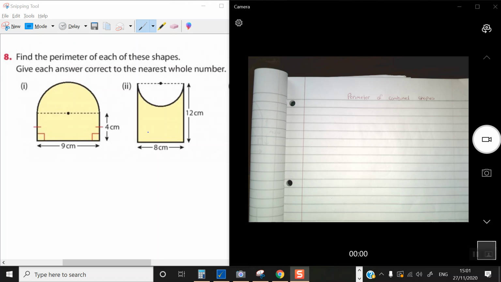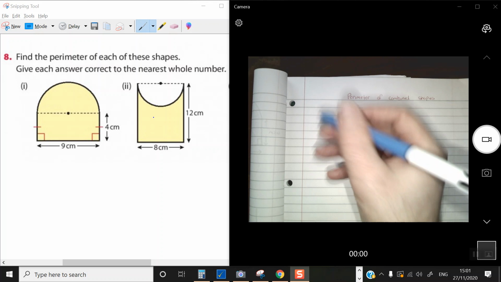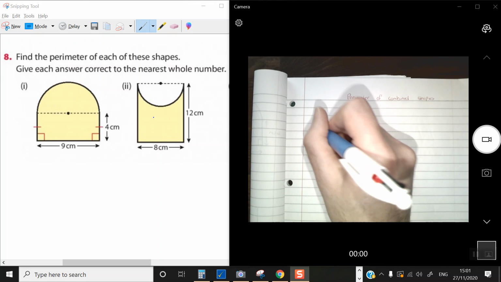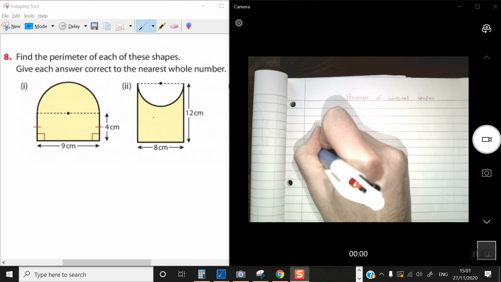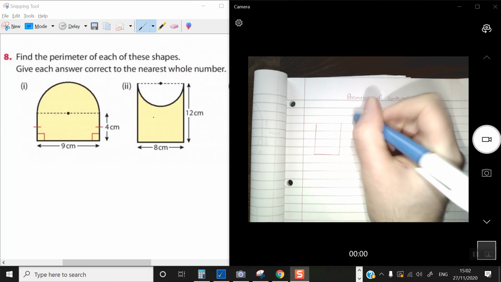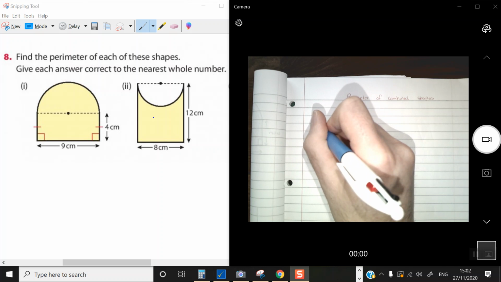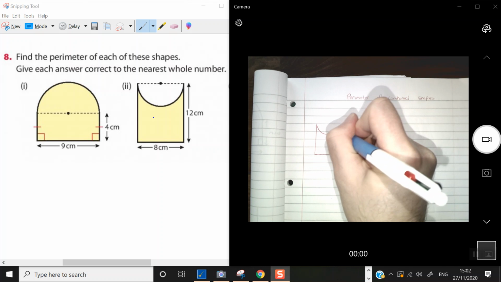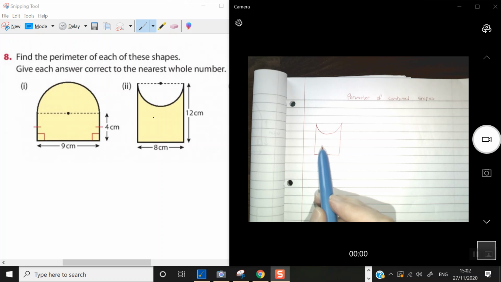So the first thing we want to do is think about what kind of shapes we have got. If we draw this shape out, we have a rectangle, and then it looks like there's a half circle that's cut out of it. So something like this. So you have a half circle that's cut out, and it gives us some dimensions.